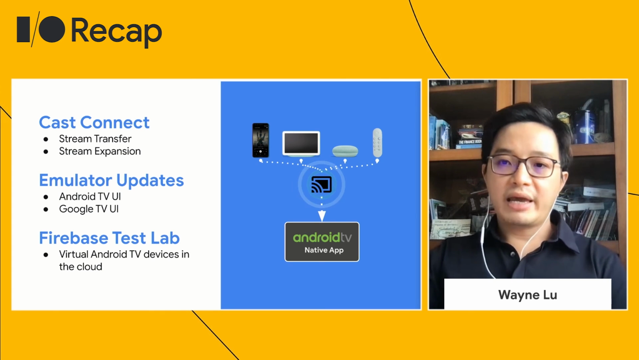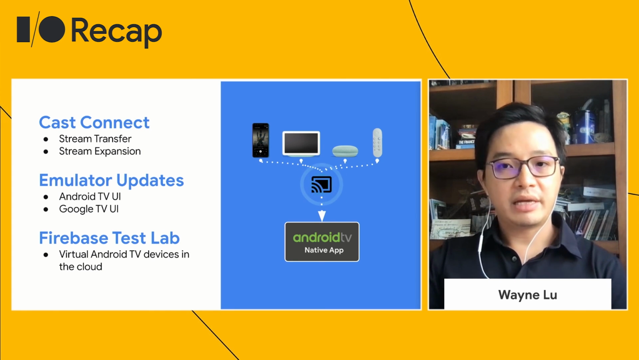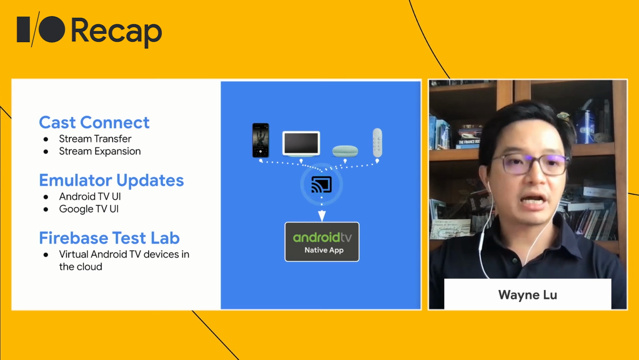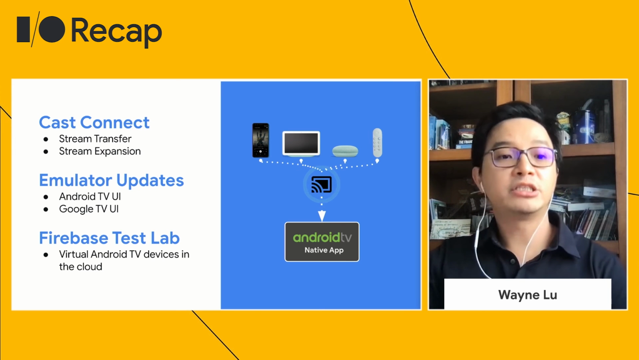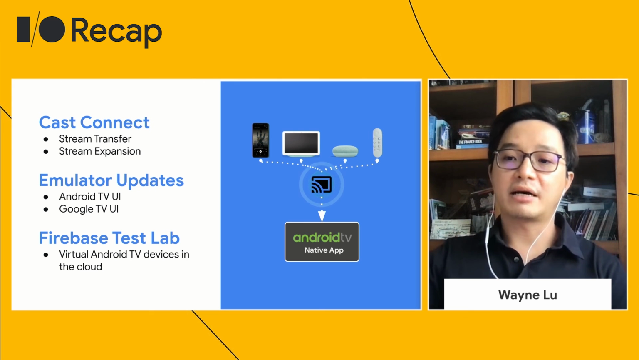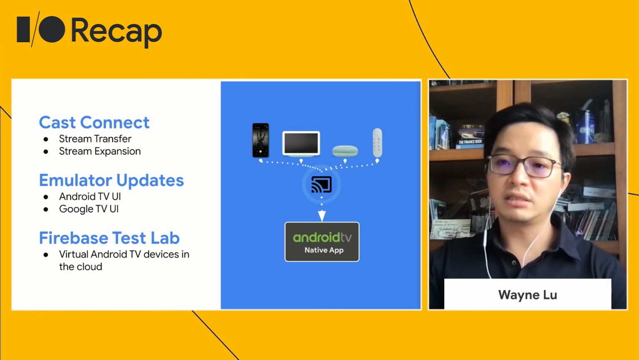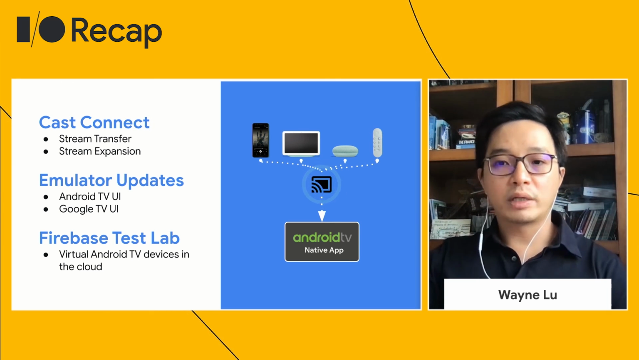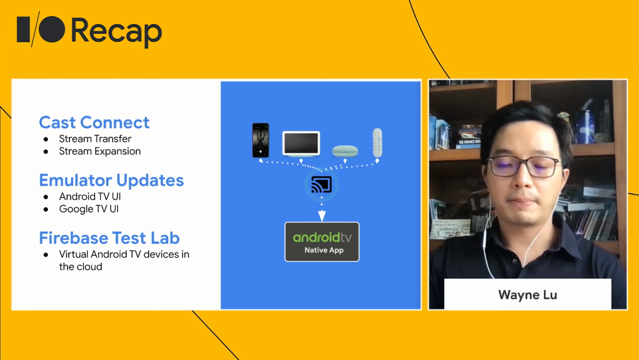Last but not least, let's cover what's new in TV. For TV, we care deeply about the user experience. Hence, we are announcing two new features for you to help build more engaging experiences: the Cast Connect Stream Transfer and Stream Expansion. With Stream Transfer, users can now switch the cast content from another device just by using their voice. With Stream Expansion, users can now add speakers to what is currently playing on the stream.